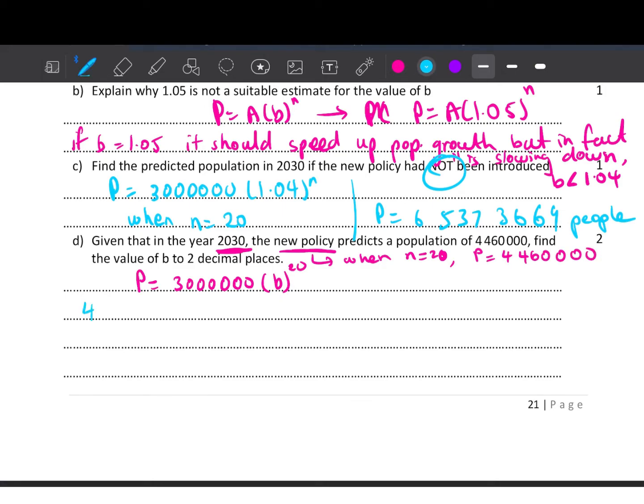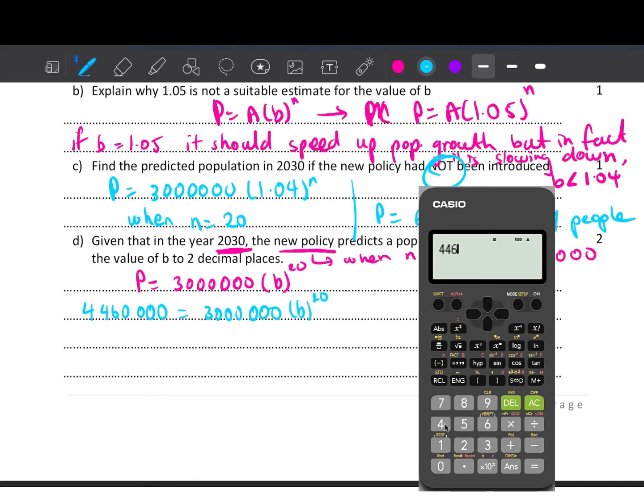So now I've got 4,460,000 is equal to 3 million B to the power of 20. I will divide both sides by 3 million, and that leaves me with 446 over 300 is equal to B to the power of 20. To get B on its own, I'm going to have to find the 20th root of 446 over 300, which is equal to B.